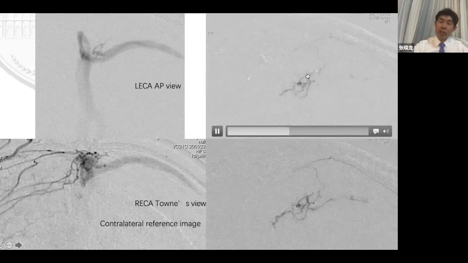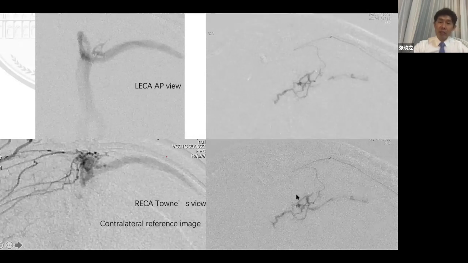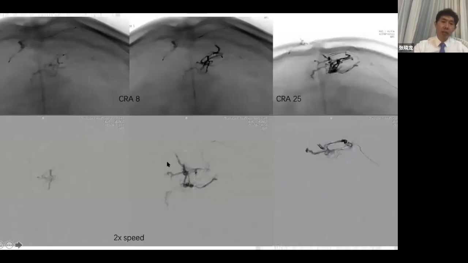The tip of the microcatheter is at the site of the fistula. We inject Onyx 18 and there is a little bit of reflux to the bridging vein, but only a little, not much more. We must protect and preserve the bridging vein because it still has function. And this is the cast of the Onyx 18. This is the cast of the fistula with Onyx 18. The bridging vein was a little bit embolized, but not too much.